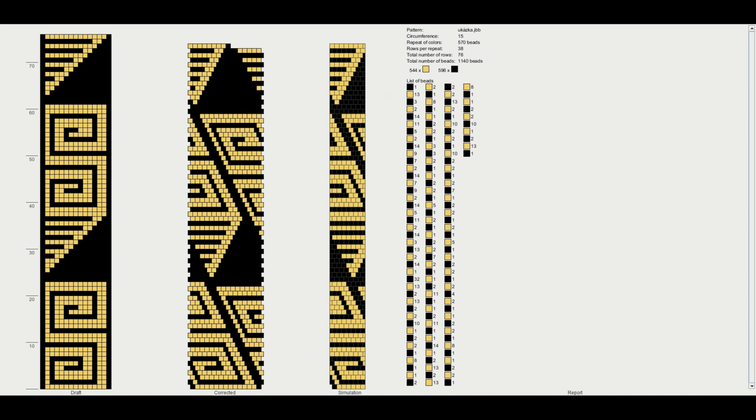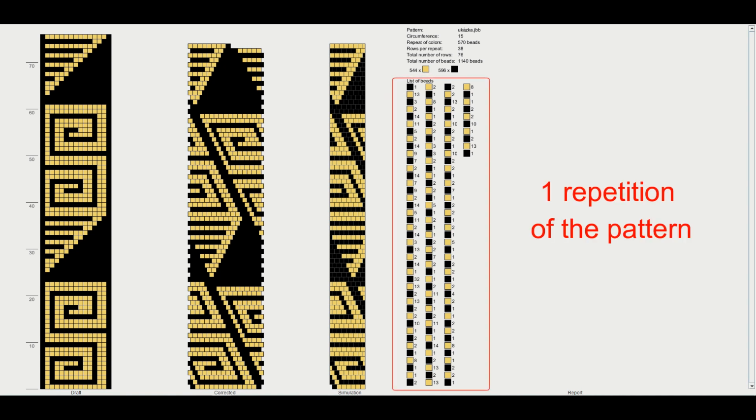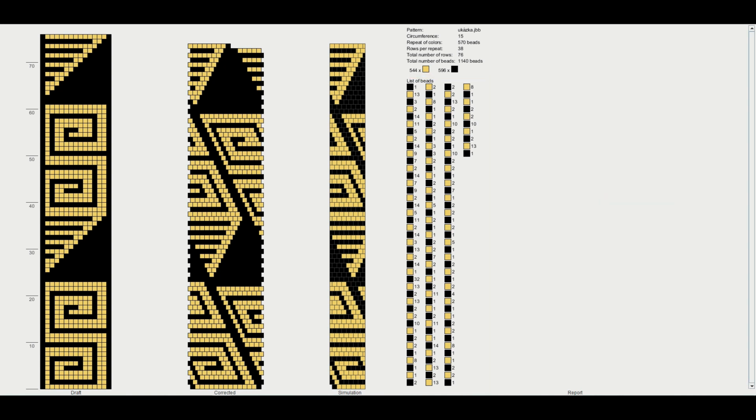Once you have strung 570 beads, which is one repetition of the pattern, string a small piece of paper or some other separator. When you complete the second repetition of the pattern, line it up with the first repetition and check if they are the same. You can easily identify possible mistakes. You always have to string the complete repetition of the pattern, because if you string, for example, only half of it and then start to crochet, the pattern would be wrong, of course.